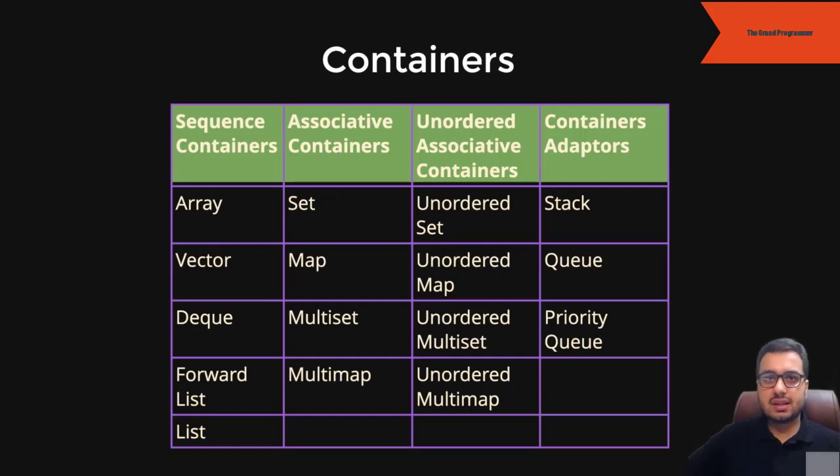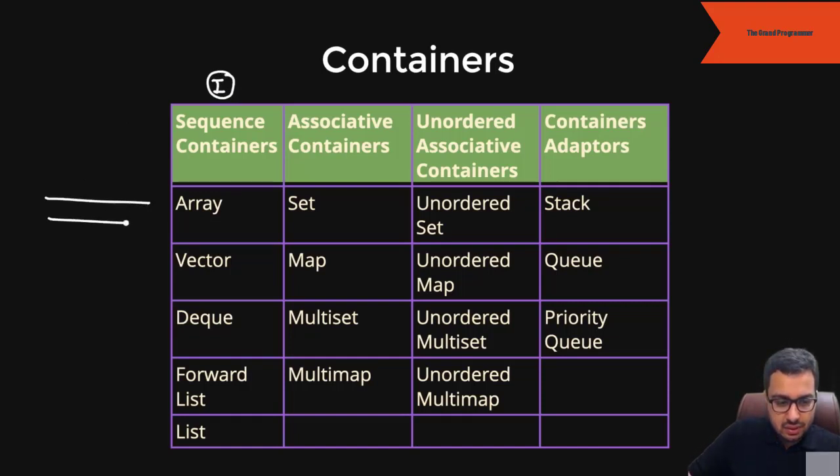The containers in STL are divided into four broad categories. The first category is known as the sequence containers, in which the data is stored linearly in a sequence. An array is a sequence container: you store all the elements linearly inside an array. A vector is like a dynamic array that can grow in size, but again the data is stored linearly inside the vector as well. So an array has a fixed size, but a vector can grow.